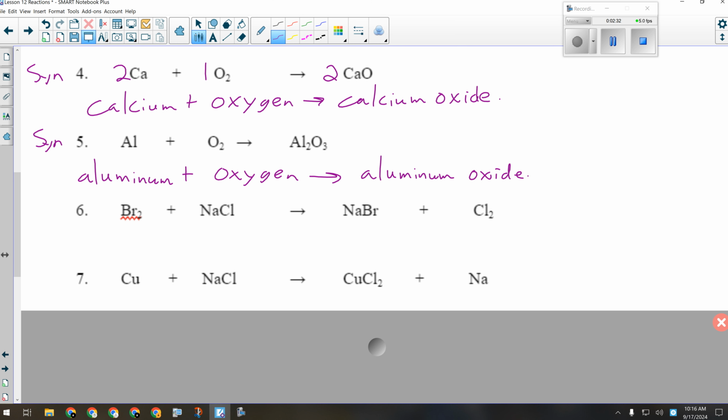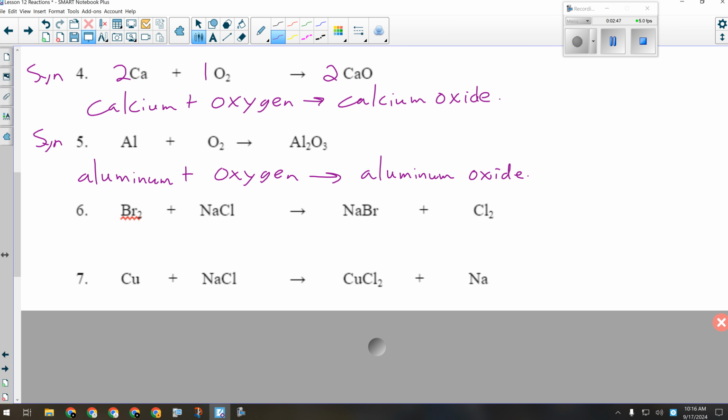All right, so now I've got it written out in words. Now I need to balance it. What should I balance first? Oxygen, biggest number, okay? And that's going to work most of the time. We'll do a few examples today where it doesn't, but it's not a big deal. You just pick something else and start with it, okay?